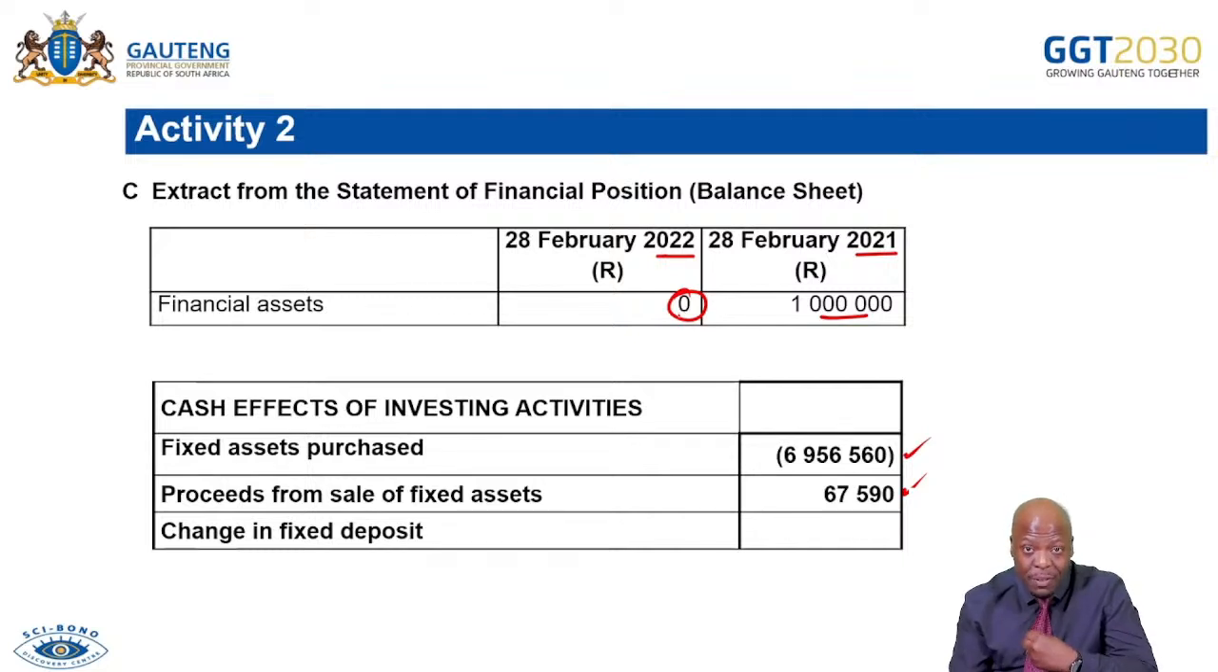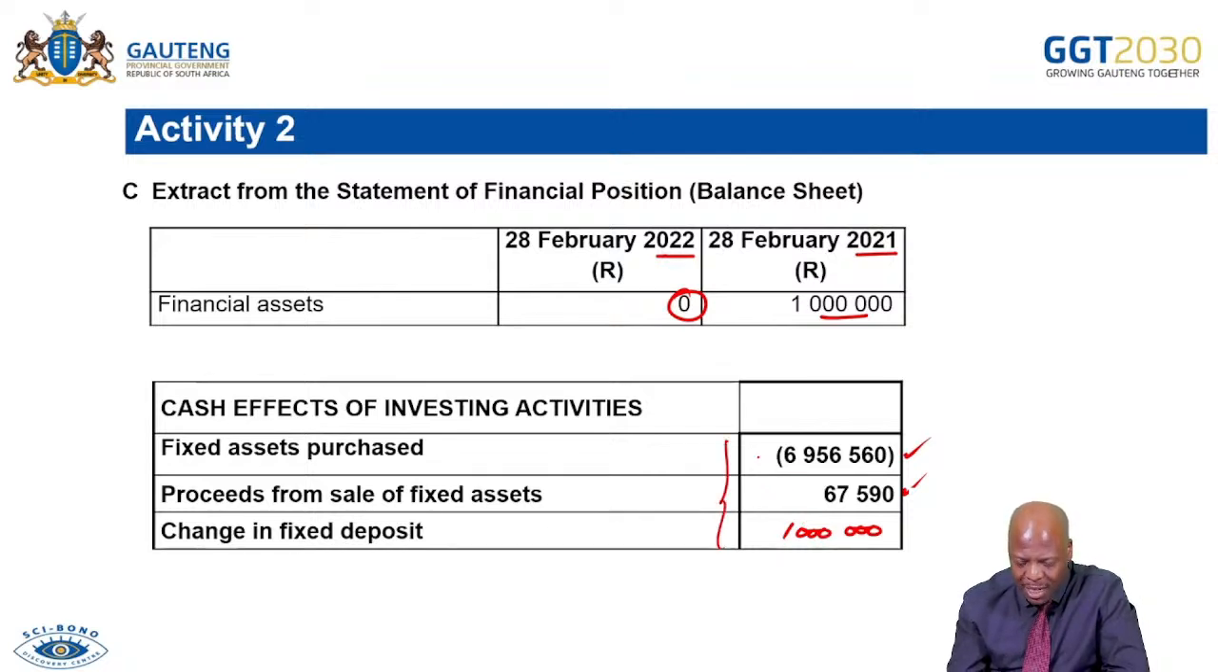So we have received the money. The moment we've received the money, we come here and say change in fixed deposit, and we bring our 1 million here. Change in fixed deposit, 1 million. Cash inflow or cash outflow? This is a cash inflow. Change in fixed deposit. And then let's close this part now.